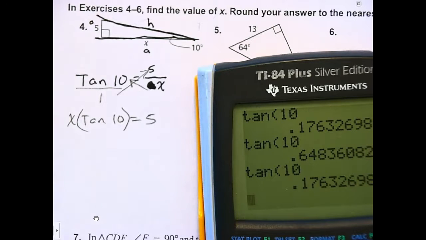Make sure your calculator is in the correct mode. Make sure you're in degrees, not radians. If you're getting all the wrong answers or your answers don't match up with your friends', check your mode.